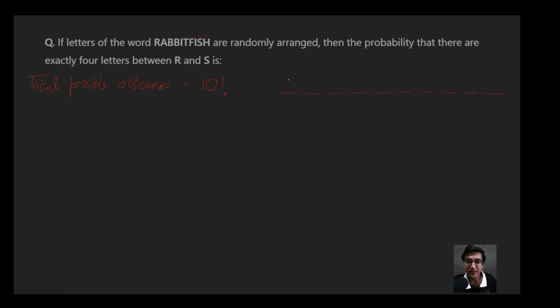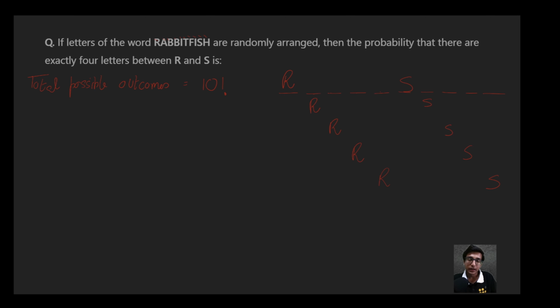Now what can we say is that if my R is here in the first place, that means there have to be exactly 4 letters in between. So 1, 2, 3, 4. So S can be here. What else can be my cases? If my R can be here and my S can be here, what are the other cases? My R can be here and my S can be here. Other cases, my R can be here and S can be here. And the final case is that my R can be here and S can be here.